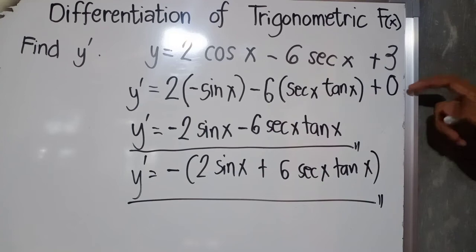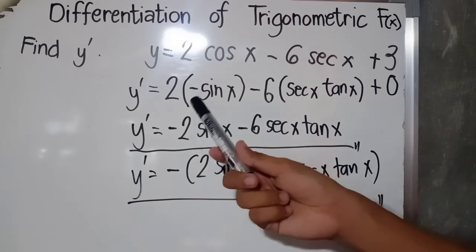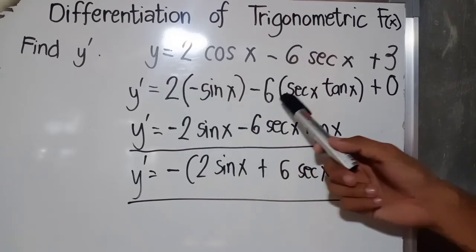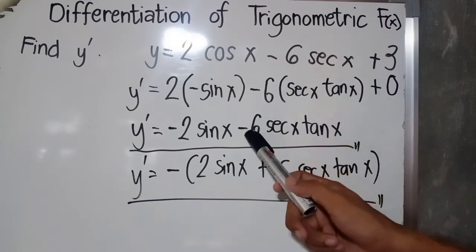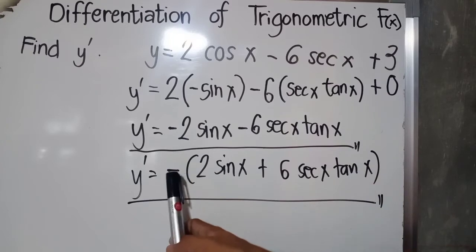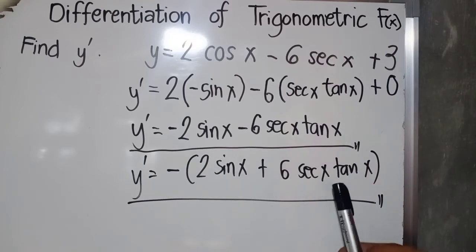For the third term, derivative ng 3, constant, that is already 0. Then, simplify nyo na lang, multiply lang to, so that's negative 2 sine x. Then, you just multiply 6 with the whole term, so that's negative 6 secant x tan x. And I just factor it with negative 1. So, ito yung ating answer.